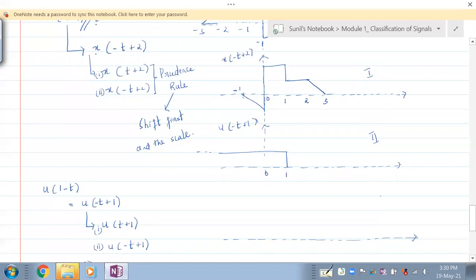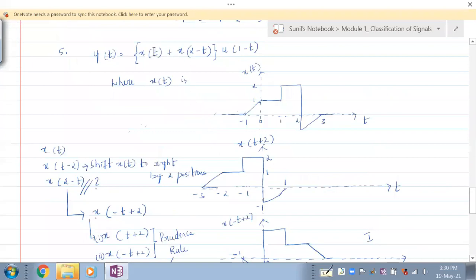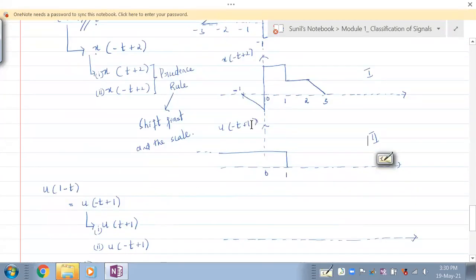Oh, sorry, I forgot to do one thing. Very sorry, this operation I have not performed at all: x of t plus x of 2 minus t. So these two need to be added first, isn't it? That part I have not done, so let's bring this signal later on. I don't know what you are going to do now after sketching these two. You strike it off, no problem, or you can rework it later on.